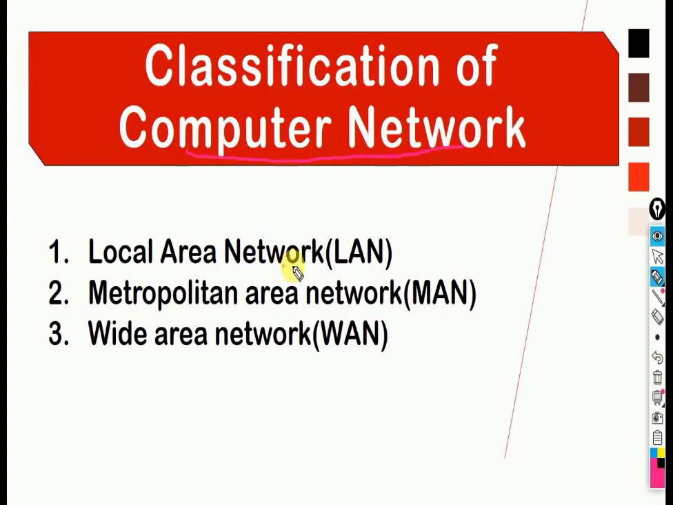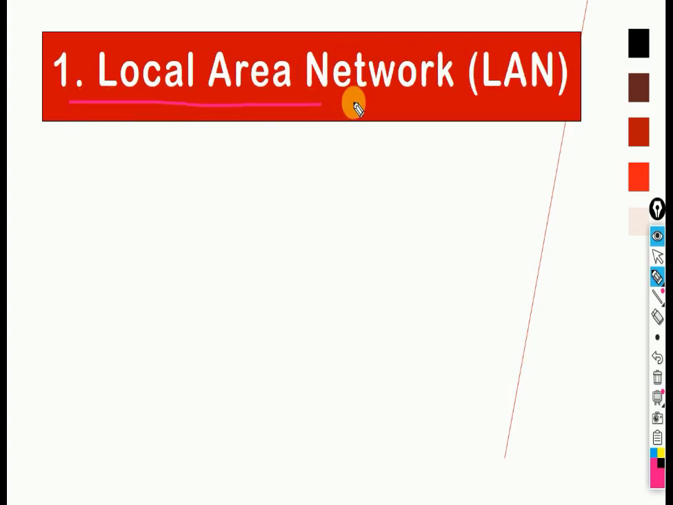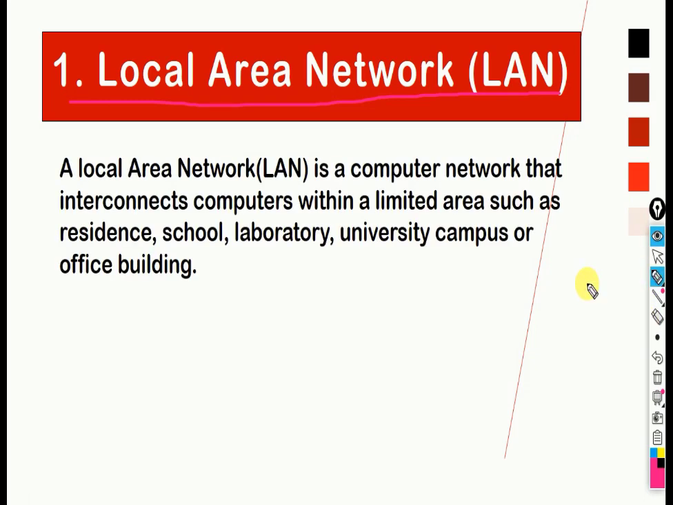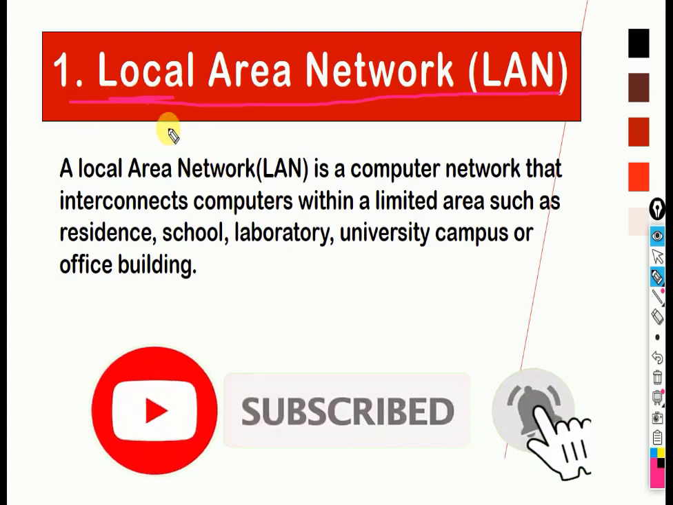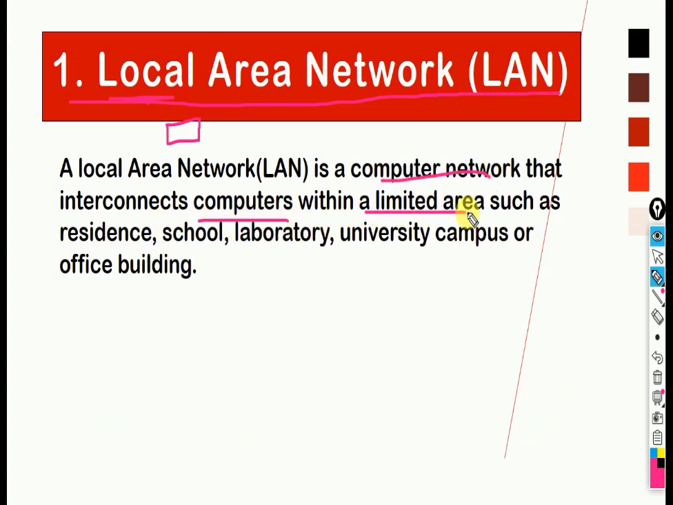Computer networks are classified into local area network or simply LAN, metropolitan area network or simply MAN, and wide area network or simply WAN. We will see local area network first. As the name implies, local means it is restricted to a limited area, that is, a small network is said to be a local area network. A local area network is a computer network that interconnects computers within a limited area. Let's say a small network in a residence, school, lab, university campus or office is said to be a local area network.